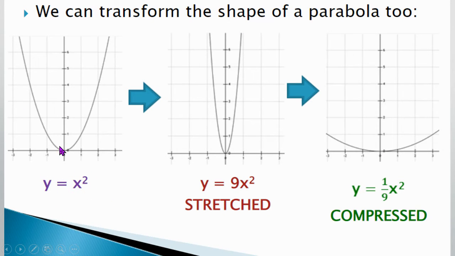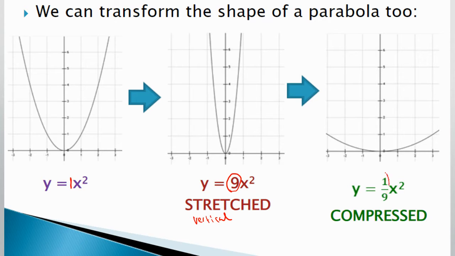Here is the parent function of a quadratic. That's when it has a 1 in front. But what happens if we have a big number like 9? What does that do to the graph? You can see right here, it stretches it. And so we call this a vertical stretch. But it doesn't really matter. You just need to make sure you know it's stretched.